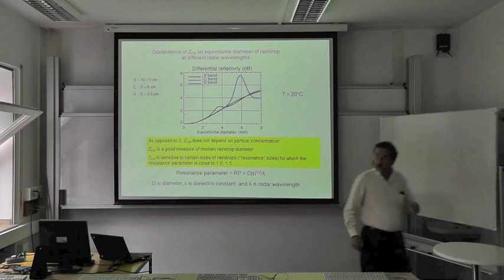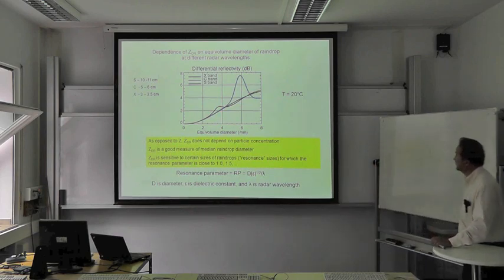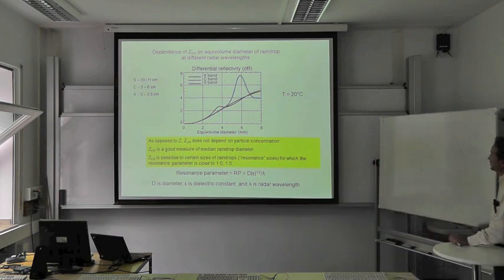These are the dependencies of differential reflectivity on the Pythagorean diameter of raindrop for three radar wavelengths for the temperature 20 degrees centigrade. So the S band is just a very monotonic dependence, which is green. Okay, we have a very strong resonance at C band, about 6 millimeters. And we have some resonance, although small resonance, at X band, about 3.5 millimeters.